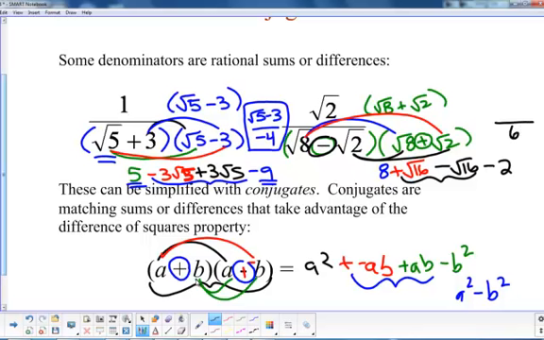And then that whole numerator is root 2 times root 8 is root 16, which is 4. And root 2 times 2 is root 4, which is 2. So the whole numerator is 6. So ironically, this whole entire thing is just 1.